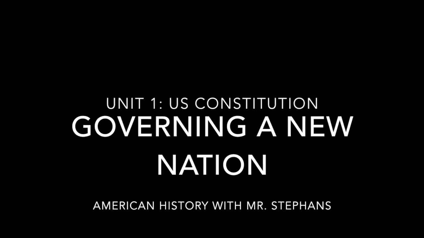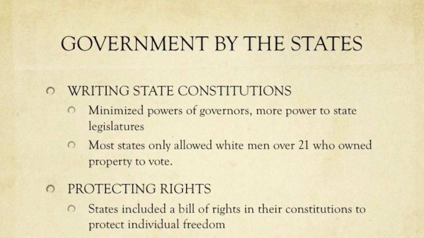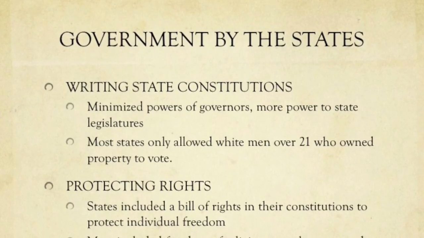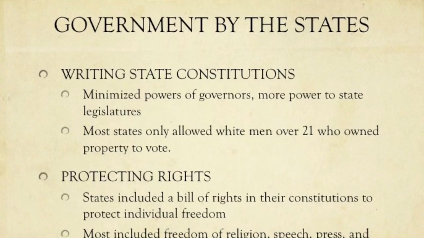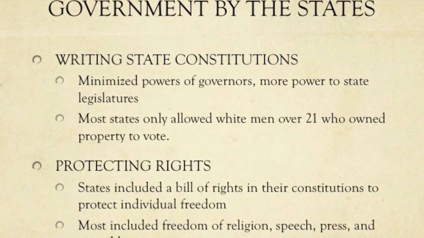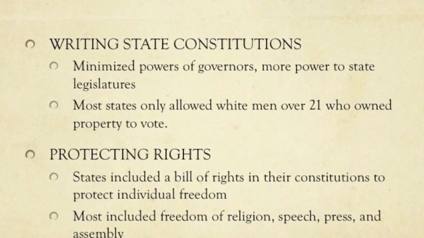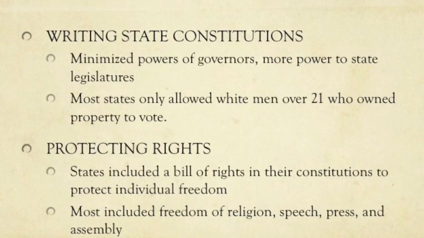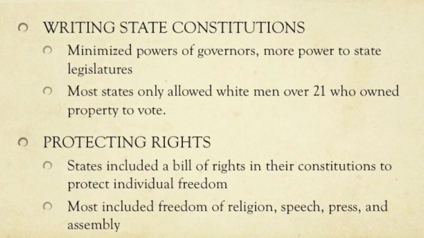This one's going to cover the United States Constitution, our first one. And this really comes out of the period after the American Revolution, where the states began writing their constitutions, limiting the power of the governors and giving more power to the legislatures. They only allowed white men over 21 who owned property to vote. Most of them included a Bill of Rights in their constitutions, protecting things like freedom of religion, speech, the press, and assembly, things that had been denied to them under British laws.